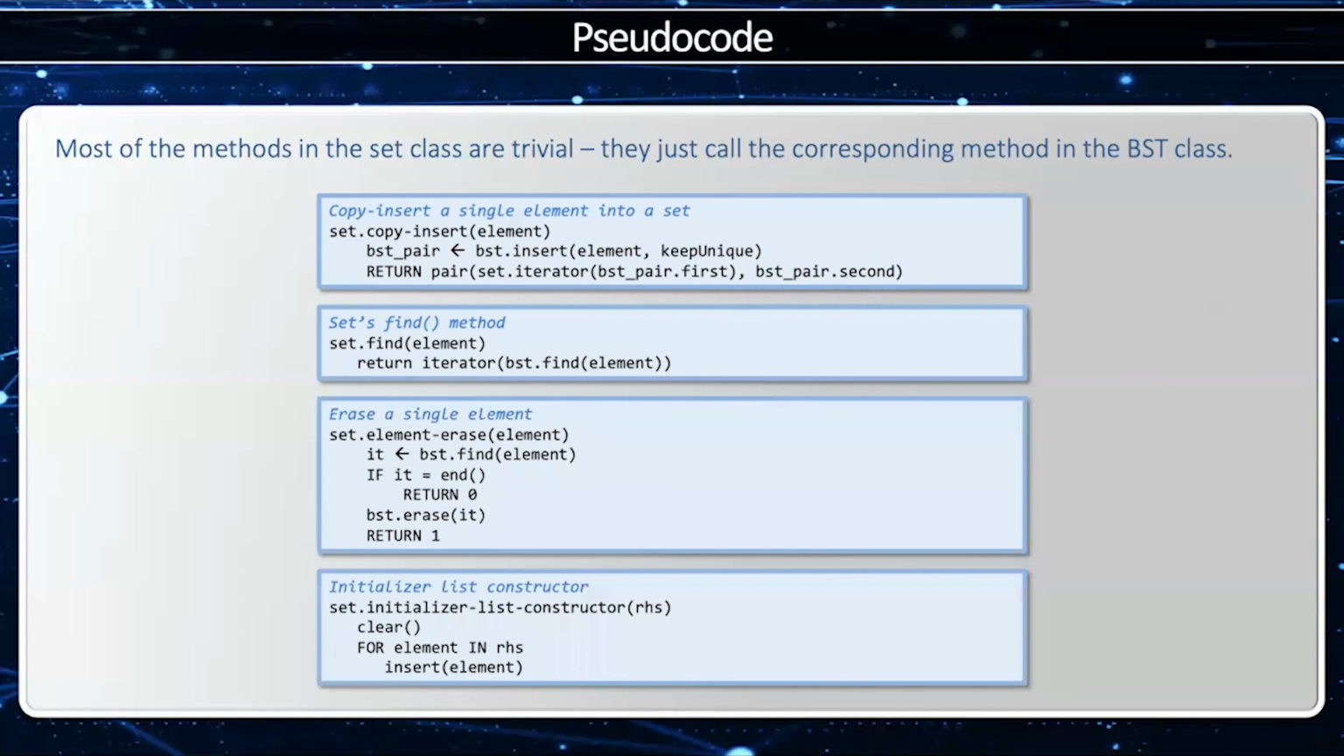And even the initializer list constructor. Well, first of all, I'm going to clear my BST, and then I'm going to insert the elements one at a time into my BST. So all these implementations are done using the BST's methods.